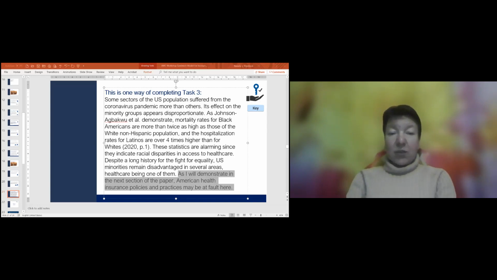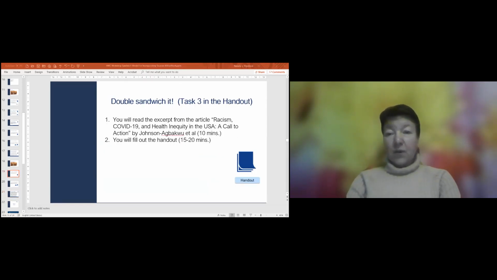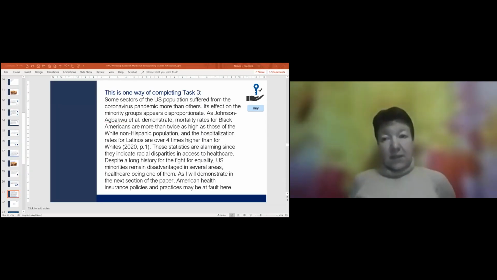Okay, so let's try to work with this source, racism, COVID-19, and health inequity in the USA, and follow the guidelines of the handout. We had a really nice discussion in one of the breakout rooms, whether or not we should mention that my opinion is something or another, or because of this, or therefore, or thus, I believe that we need more government programs that address this problem.